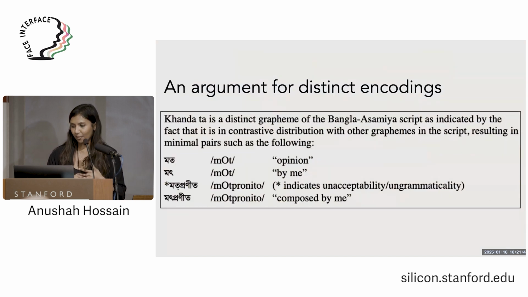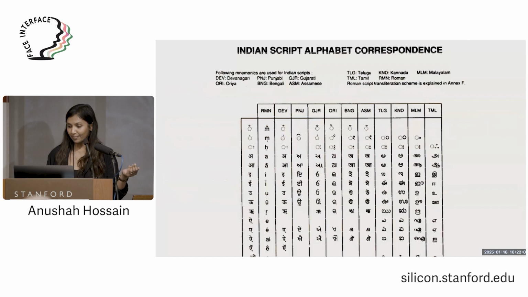Eventually, Bangla script experts were able to articulate arguments that showed that khandatta and tha were semantically distinct, meaning that if you used one versus the other, the meaning of the words would change. So there are 2 examples there. And this was enough to prove that both representations needed a distinct status as code points in Unicode. But why was this process so difficult, and what did it have to do with ISCII?